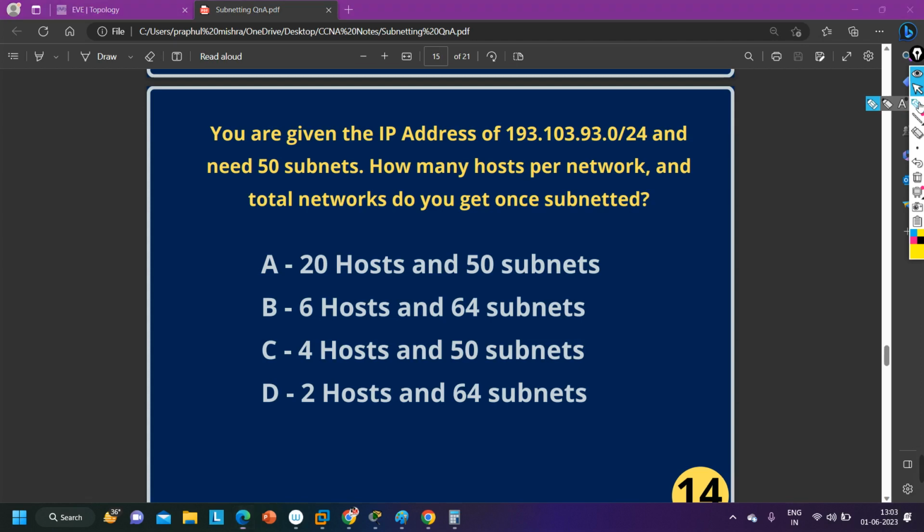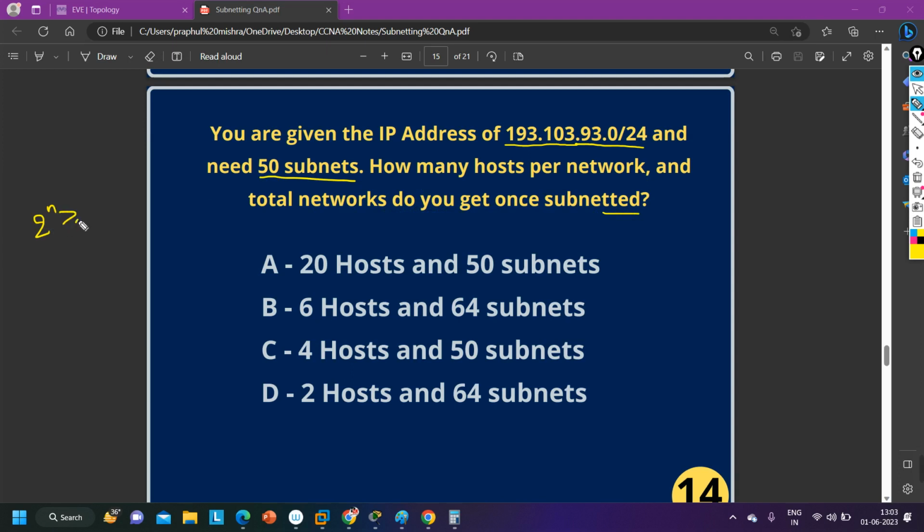Now again I have one question. You are given the IP address 193.103.93.0/24 and need 50 subnets. How many hosts per subnet, and the total number of networks you get on subnetting? This question asks that if you divide this network into 50 subnets, how many hosts will there be per subnet?